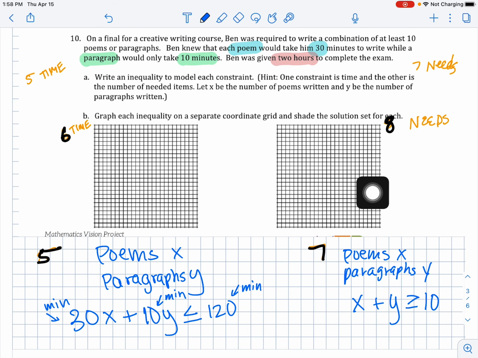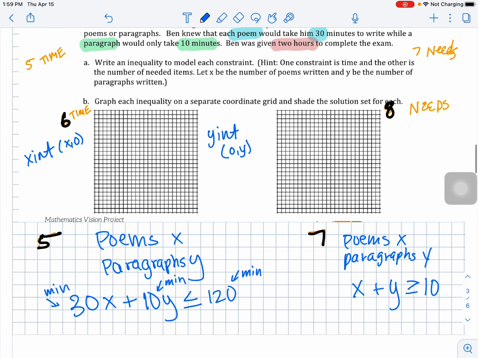6 and 8 want you to graph those. And so I am suggesting that since they're both in standard form, that you try to find the X and Y intercepts, and then plot those points. So x-intercept is when you plug in a 0 for y, and the y-intercept is when you plug in a 0 for x.